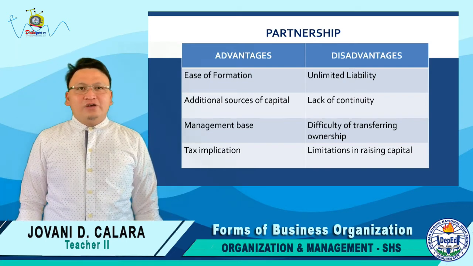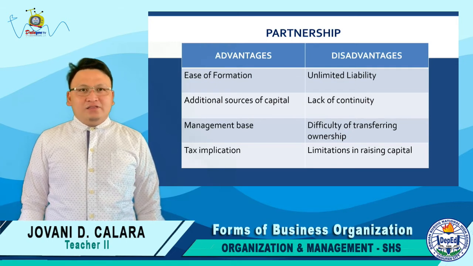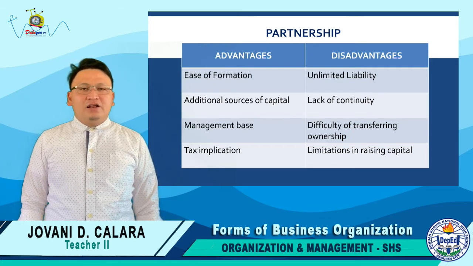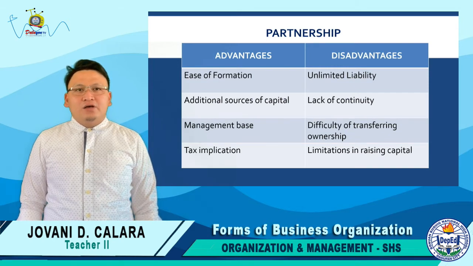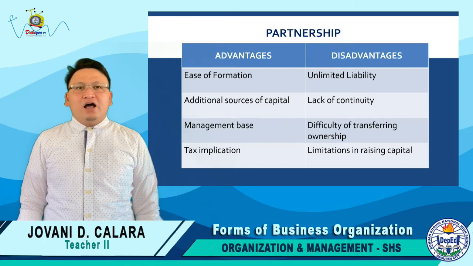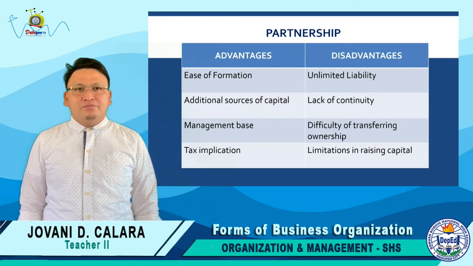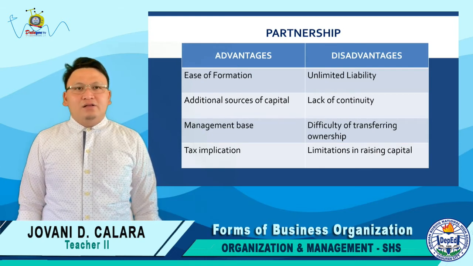Disadvantages. We have 3 disadvantages of partnership. Number 1, unlimited liability. General partners have unlimited liability. Number 2, lack of continuity and difficulty of transferring ownership. That is under Articles 1828 to 1830 of the Civil Code of the Philippines under dissolution of partnership. Number 3, limitations in raising capital. Partnerships have problems in raising capital.